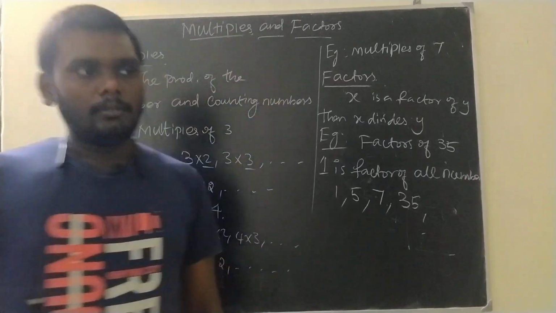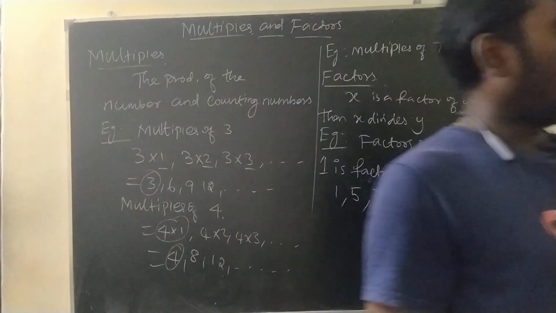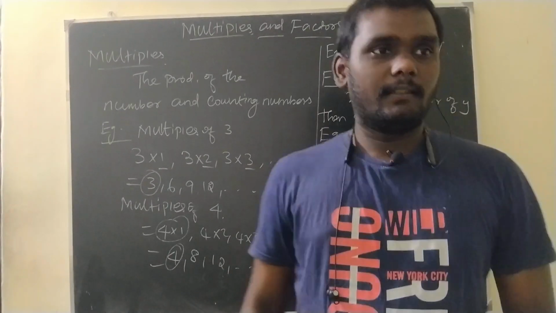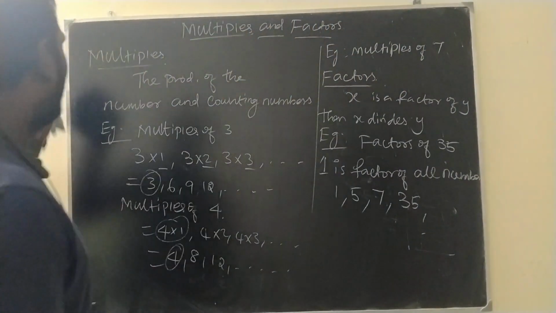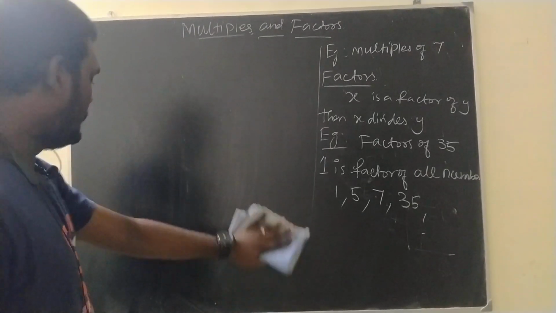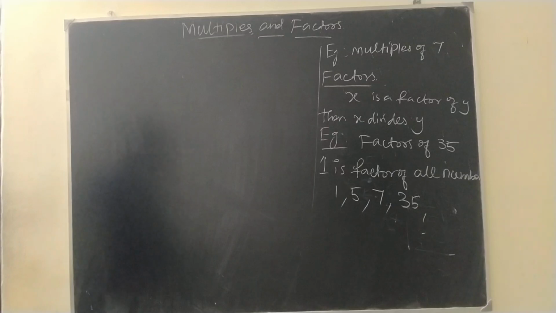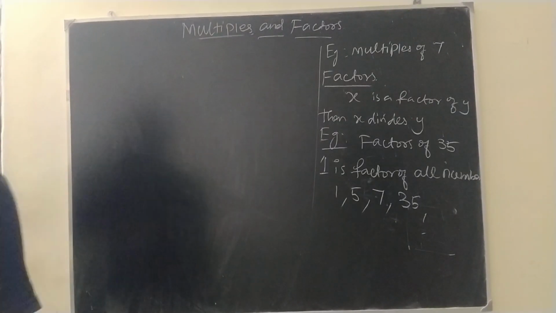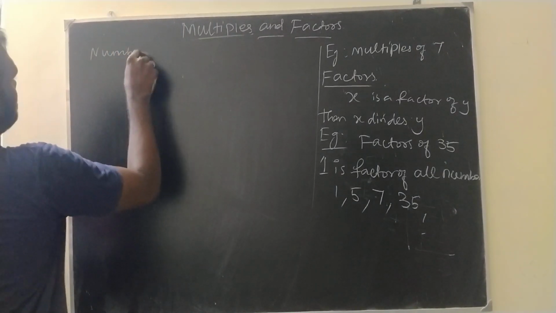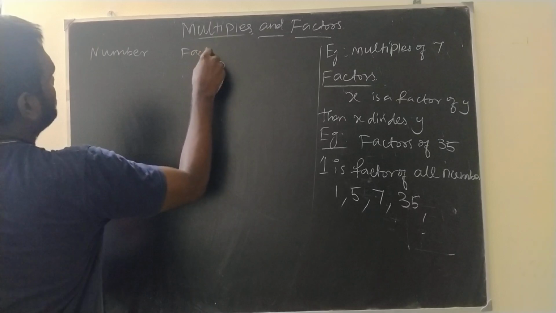Okay. Now, what we are going to do is classify the numbers based on the number of factors it has. So for that, we are going to write the factors of the natural numbers from 1 to 10. We'll write first. Number, factors.